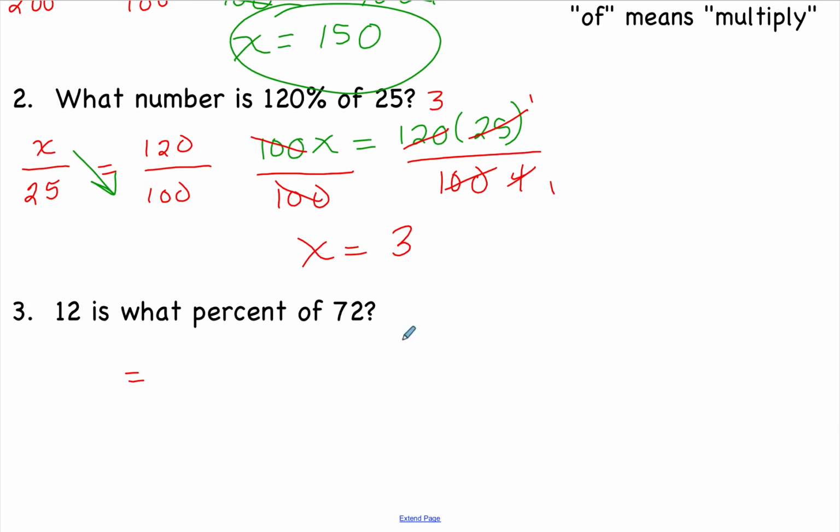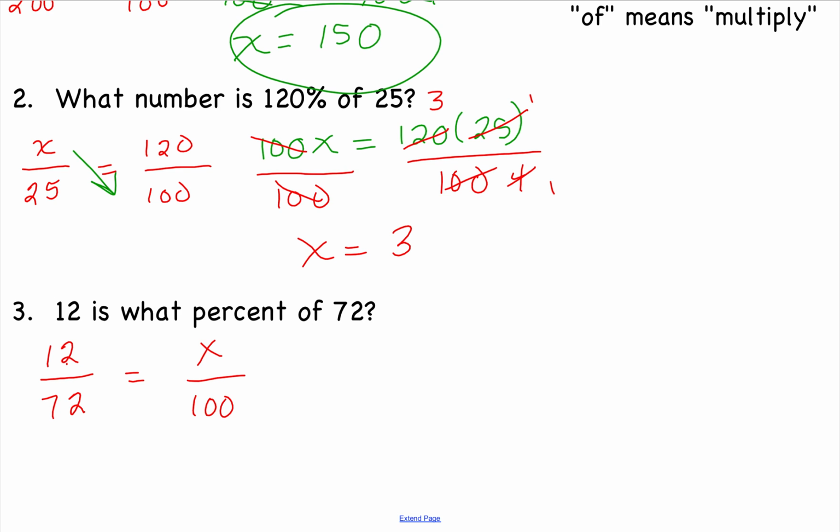One more on this slide. It says 12 is, so we have 12 as the is. We have of is 72. So 12 over 72 is equal to, and this time we're looking for the percent. Well, remember the percent is always over 100, so we have x over 100.